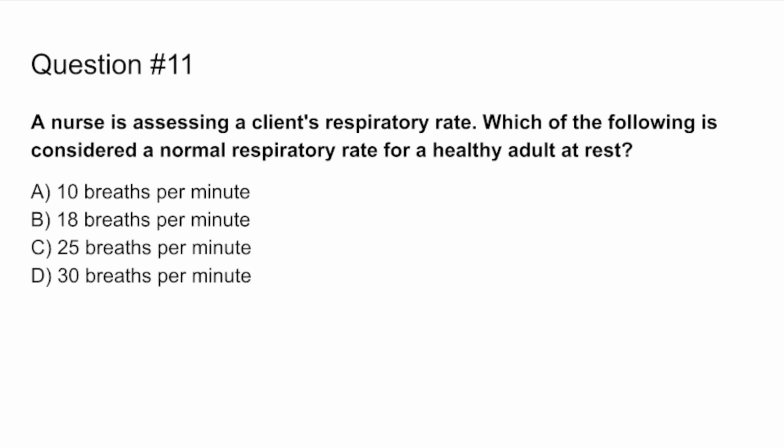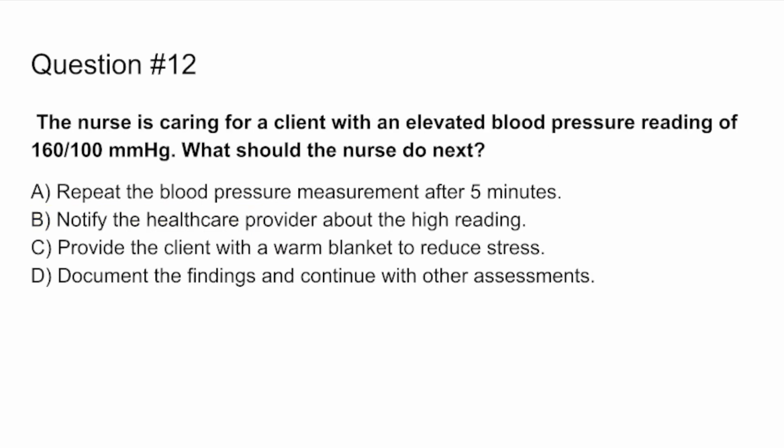11. A nurse is assessing the client's respiratory rate. Which of the following is considered a normal respiratory rate for a healthy adult at rest? So I'm not going to go too deep into this question because you guys should know the range is 12 to 20. So the answer here would be B. So guys, make sure you know your normal ranges for the vital signs. And know this is important because once you know those normal ranges, you know what a red flag looks like. You know when something is not within normal limits.